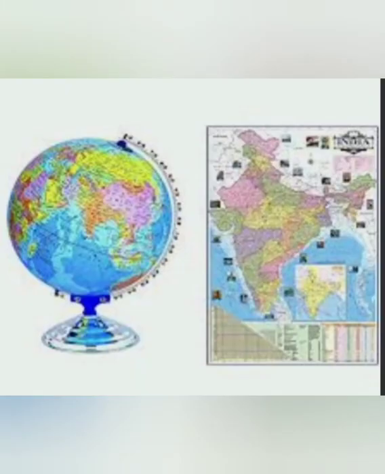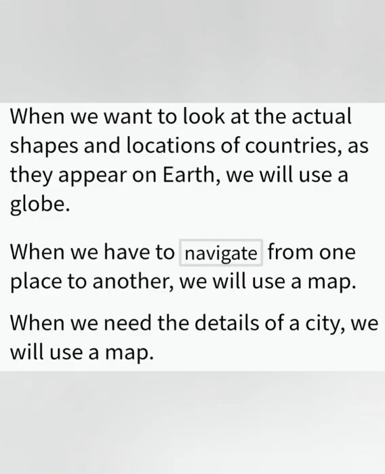Now, how can anyone decide whether to use a globe or a map? Children, think. So, children, when we want to look at the actual shapes and locations of countries as they appear on earth, we will use a globe. When we have to navigate from one place to another, we will use a map. When we need the details of a city, we will use a map. Navigate means to find the right direction to travel using a map.